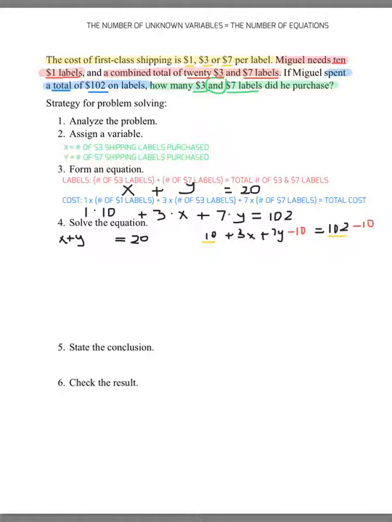So now on the left-hand side of the equation, the positive 10 and the negative 10 disappear, and we're left with 3x plus 7y is equal to 102 minus 10, which is going to give us 92. And then on the first equation, we could actually solve for one of the variables. I'm going to go ahead and solve for x, so I'm going to do so by subtracting y. Again, the positive y and the negative y simplify out, and we're left with x is equal to 20 minus y.